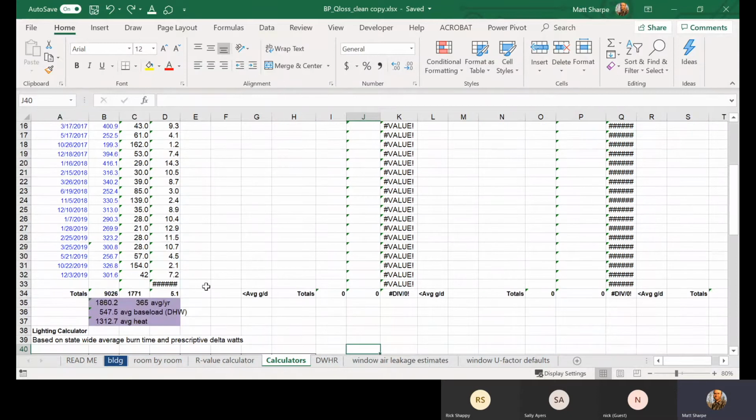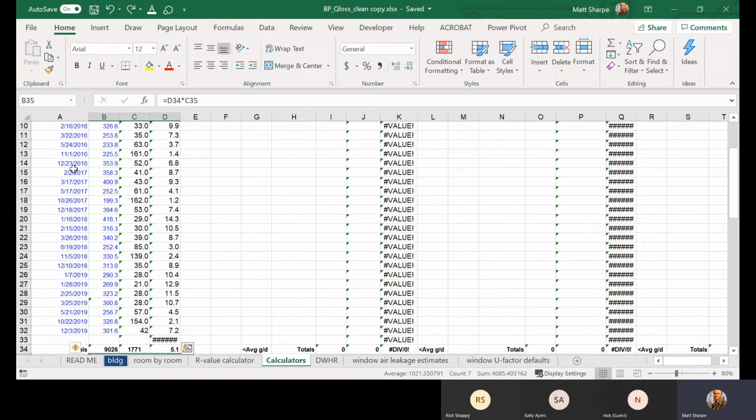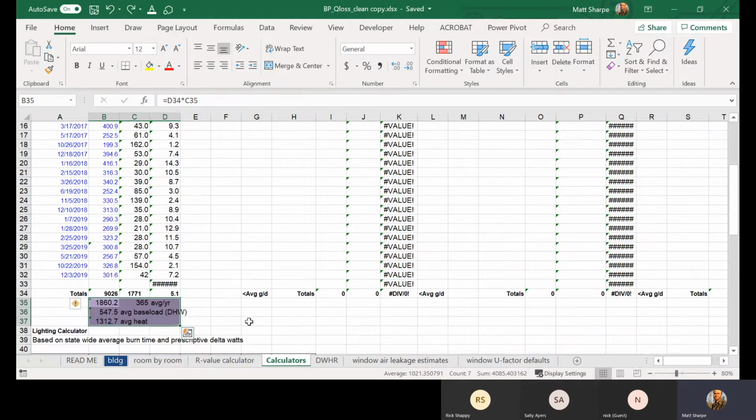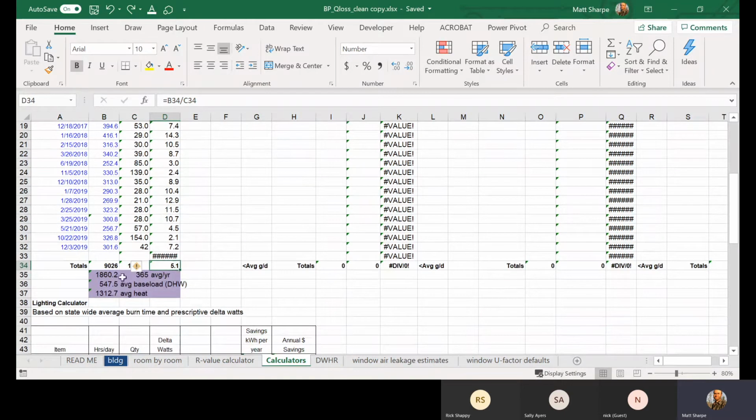In this example, it was heat and hot water. And this little purple cell you'd have to manually alter depending on the dates you input here. In this example, it's using an average gallons per day over the course of however many years this was, times 365, which is the average amount of gallons a year.